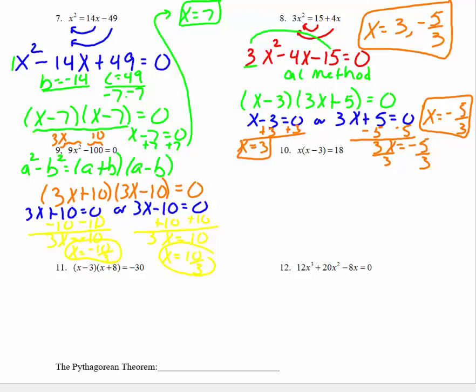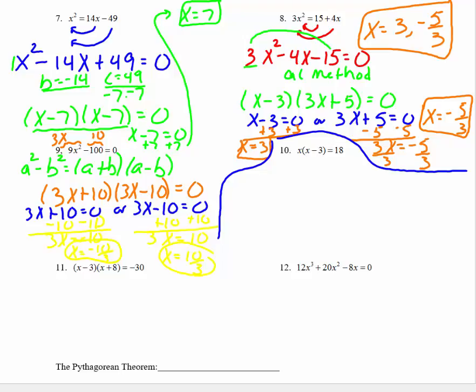All right, number 10. x parentheses x minus 3 equals 18. It almost looks like it's factored for us. However, to use the zero factor theorem, we need it equaling 0, not 18. So even though it looks like it's factored, we really can't use it in the form it's in. So this is where I do need to distribute in the x and bring over the 18. However, if x parentheses x minus 3 would have equaled 0, then I'm ready to go with step 3. But it doesn't.